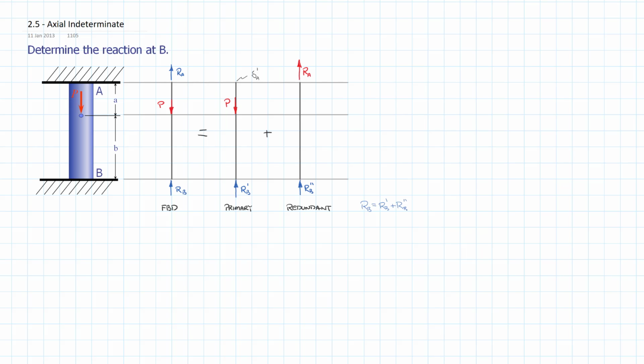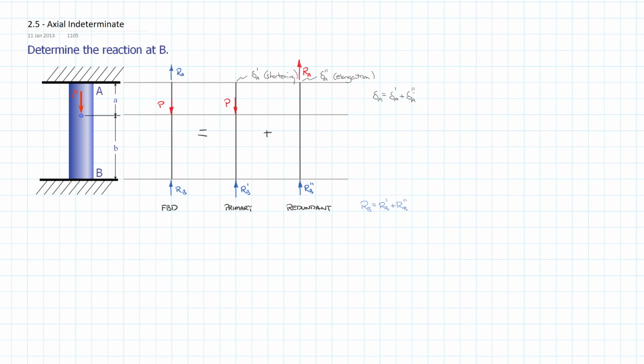And then if I look at the redundant system, we know we're going to have a displacement delta A double prime. And just by inspection, I look at the redundant system, I see that the whole length of it is in tension, so we know it's going to elongate, right? So this is an elongation, and this is going to be a shortening. Now, just like RB was equal to RB prime plus RB double prime, we also know that our displacement at A is going to be equal to our displacement at A prime plus our displacement at A double prime.